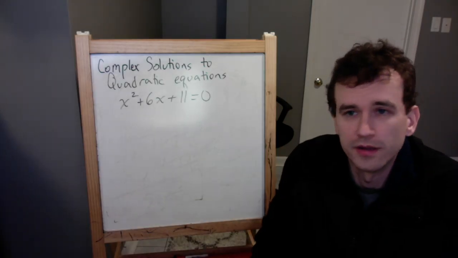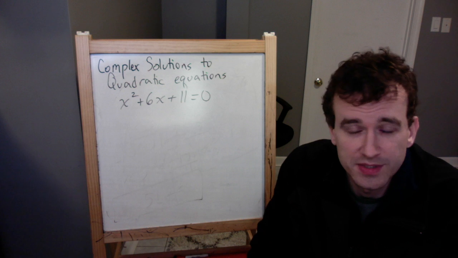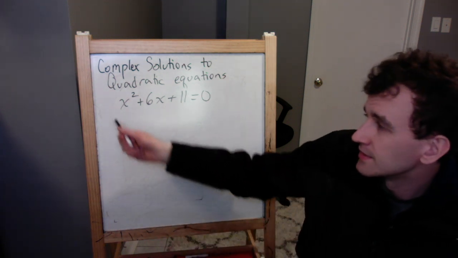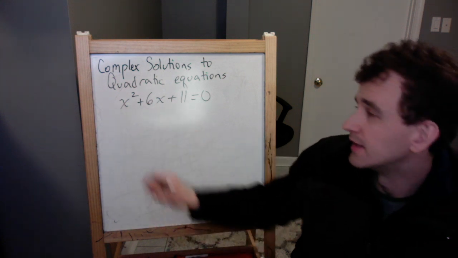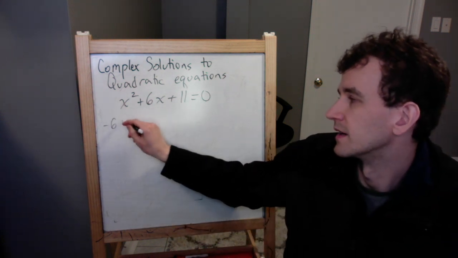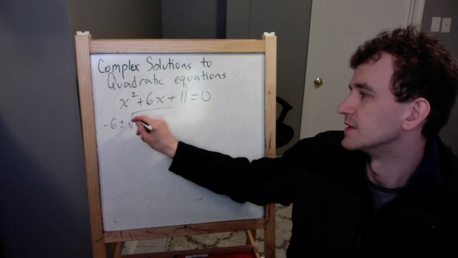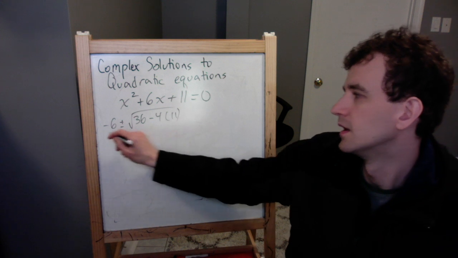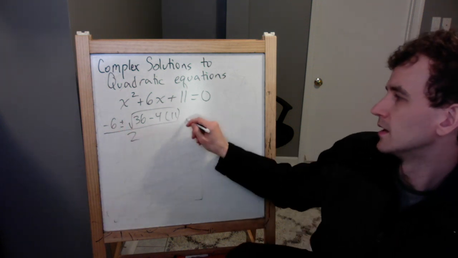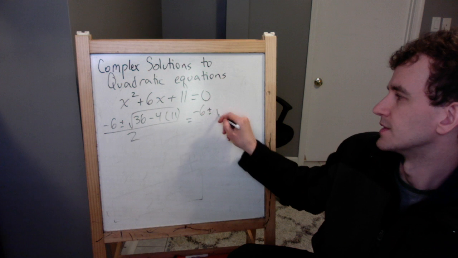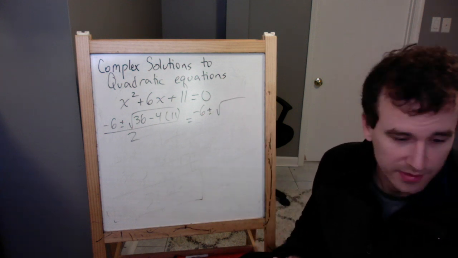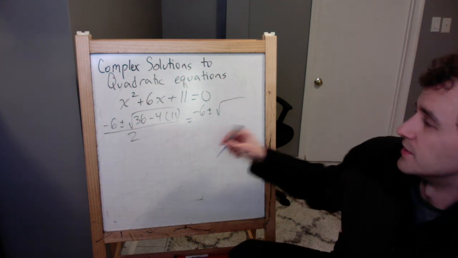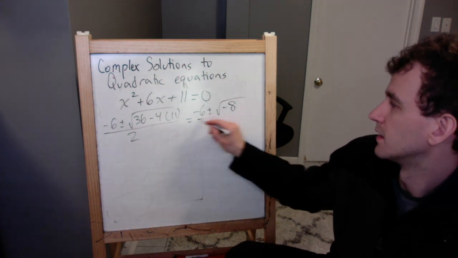If you're given an equation that's already in standard form, I would say your best bet is to go ahead and use the quadratic formula. x squared plus 6x plus 11. So a is 1, b is 6, c is 11. So it's negative 6 plus or minus the square root of 6 squared, which is 36, minus 4 times 1 times 11, all over 2a. So we get negative 6 plus or minus the square root of 36 minus 44, which is negative 8, over 2.